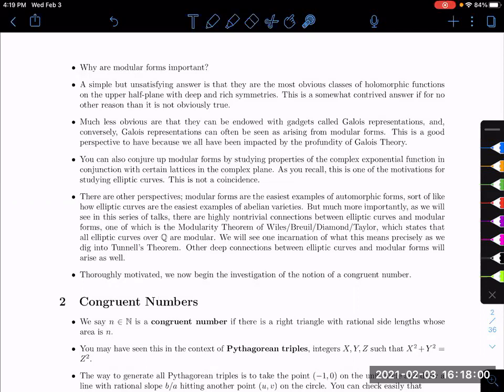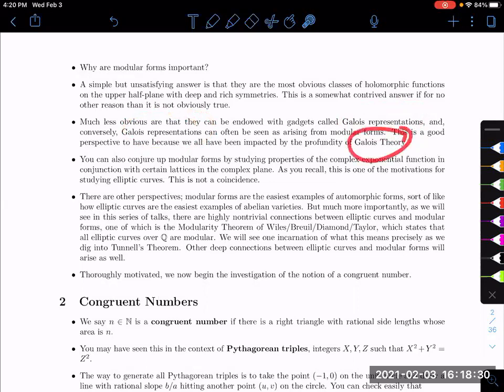Well, the history is a little dicey. You talk to any 2 people, you get 2 different answers. I'll give you some things that I found out. First of all, and we're not going to talk about this in this talk, but it turns out you can endow every modular form with something called a Galois representation. But also conversely, if I give you a Galois representation, whatever that is, there is a way where you can sort of see that as arising from a modular form.